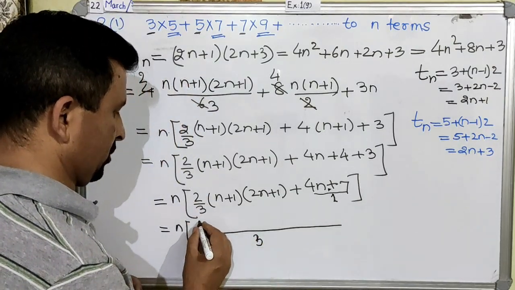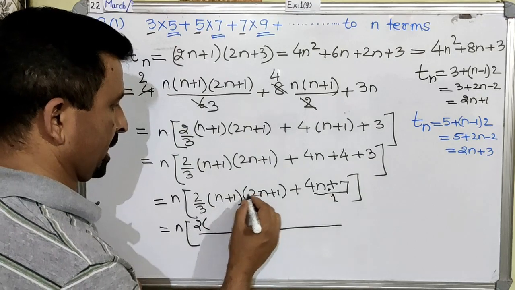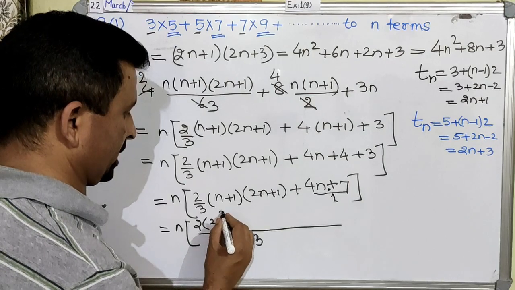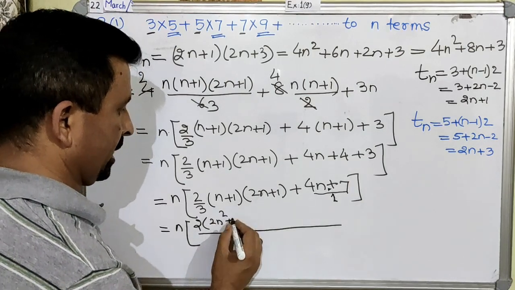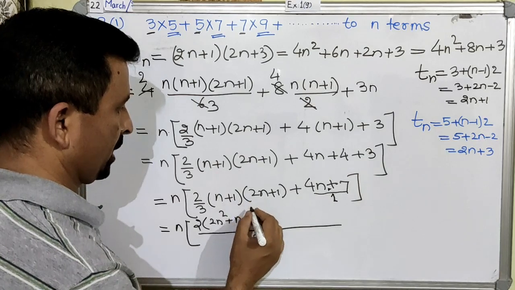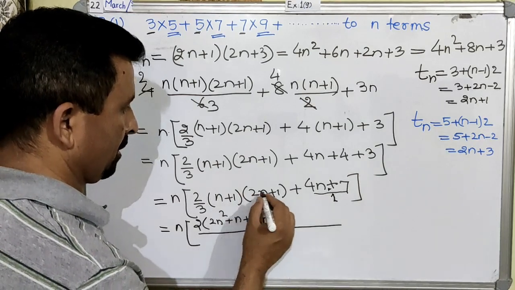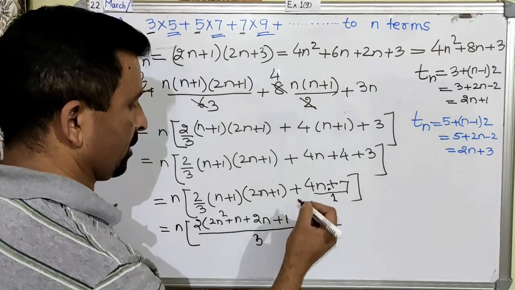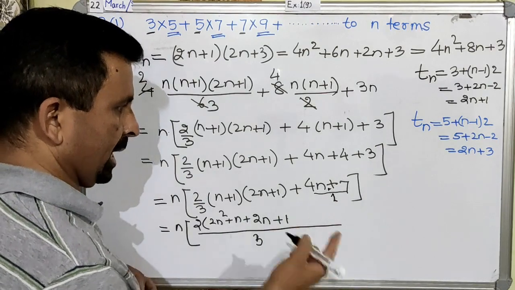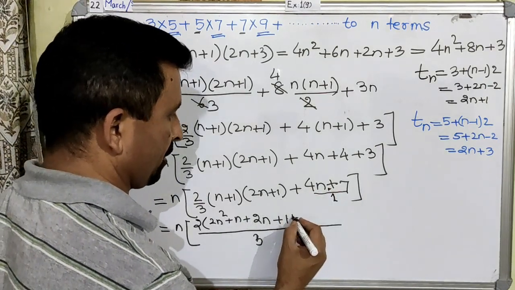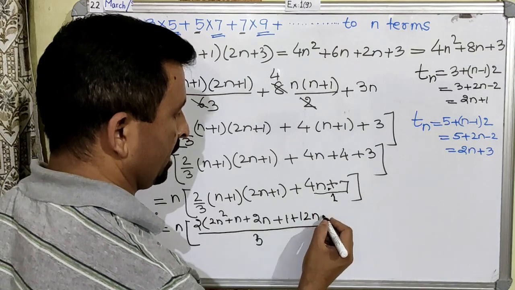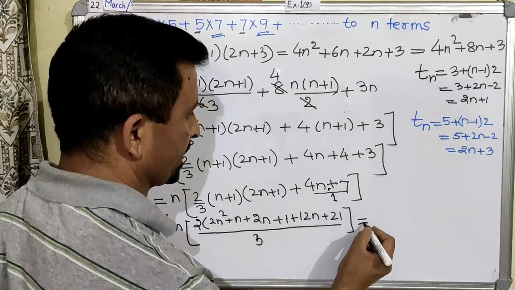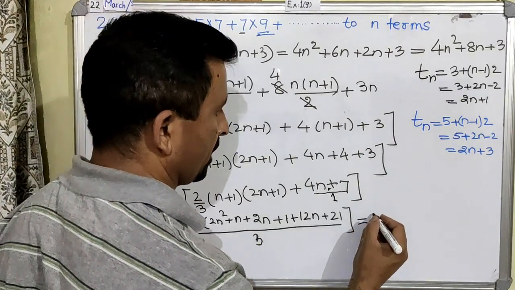So this is 2. Now let us multiply this and this. n into n, 2n square, plus n, plus 2n, into 1 plus 1, right? And then now here plus 1. Now this 1 divided by 3 will be 3, and 3 into this. So this will become plus 12n, and this will become 21. Clear?